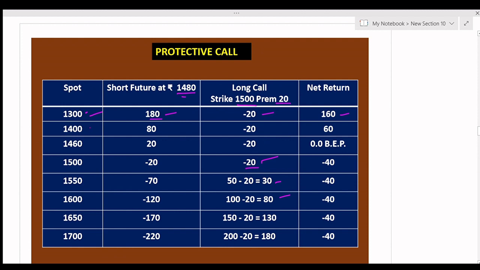Now if the market moves upward, then the profit will come down from 160 to 60. When it reaches the point 1460, there will be the break-even point, that is no profit, no loss. If it moves upward, then the loss will start up to the strike price 1500. And if it moves further upward, the loss will remain constant. That is, here it is 40.